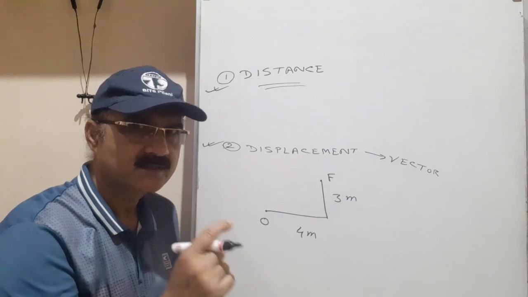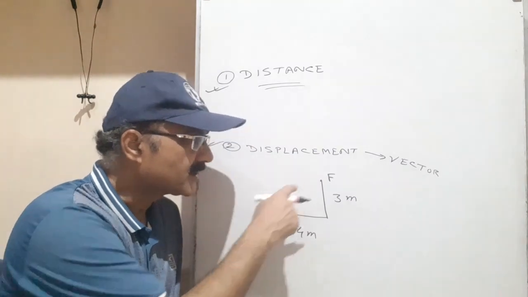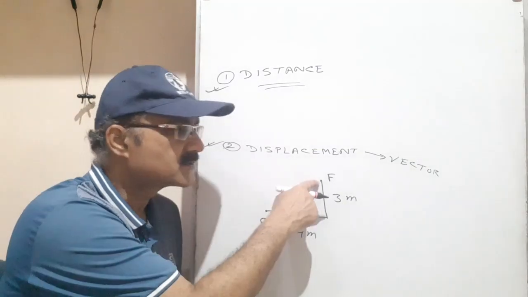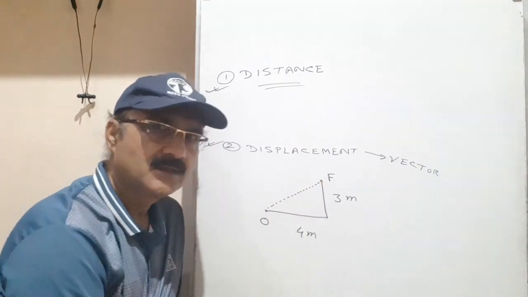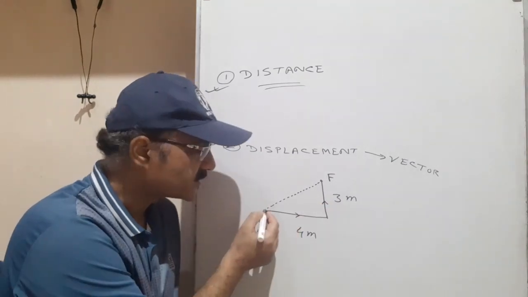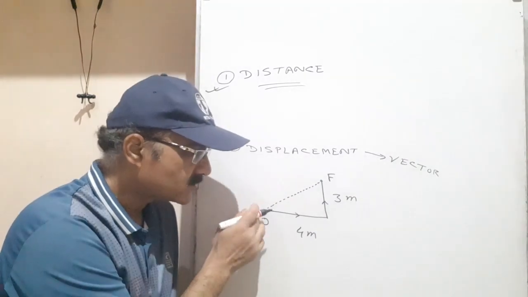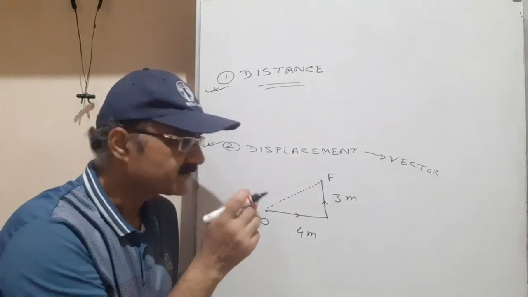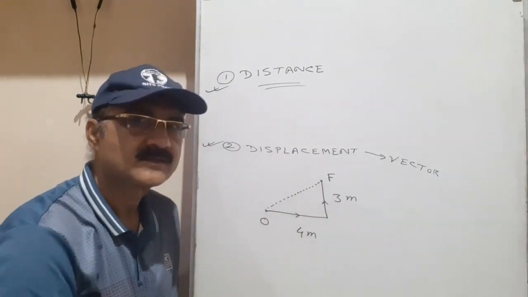Okay, that means we can say it like this also. It is the straight line distance between the initial and final position. So this was the initial position, this is the final position. So if we join these two, remember body had moved this way, then this way. Initially it was here, finally it has reached this point. So the distance between the initial position and the final position, or the length of this straight line OF, is called the displacement of the body.